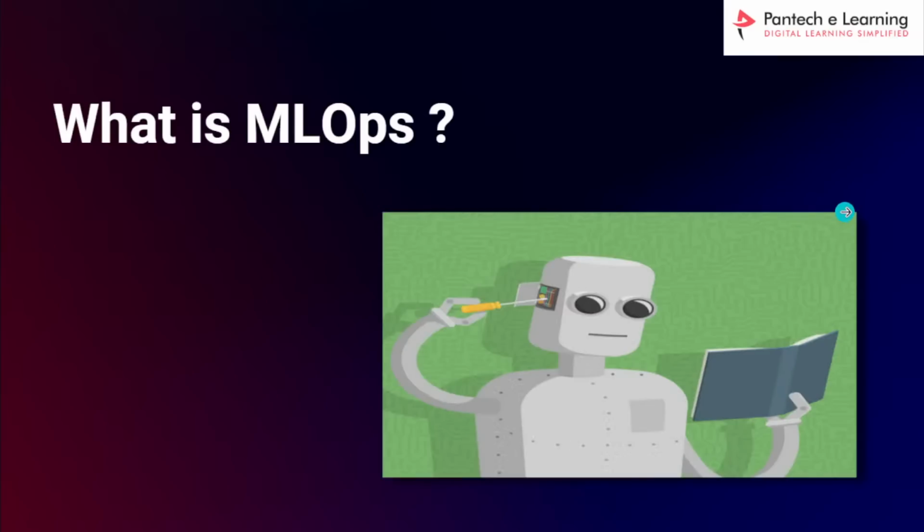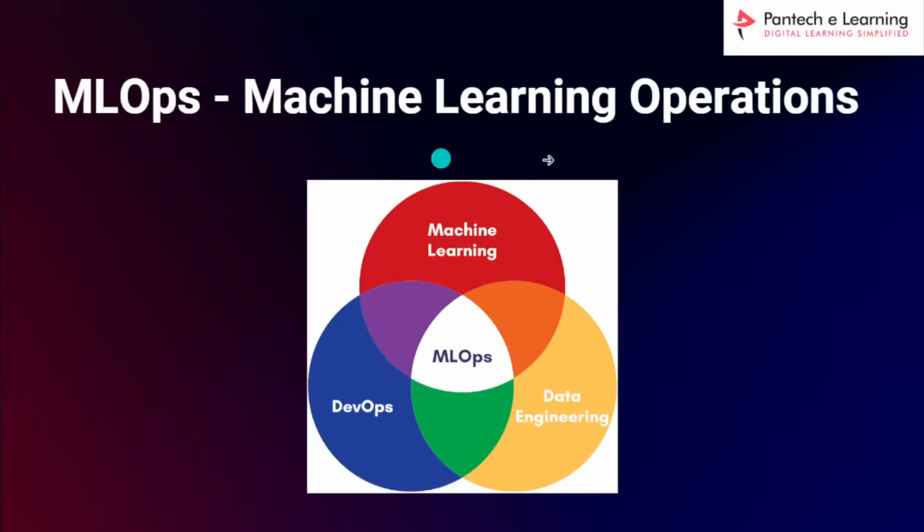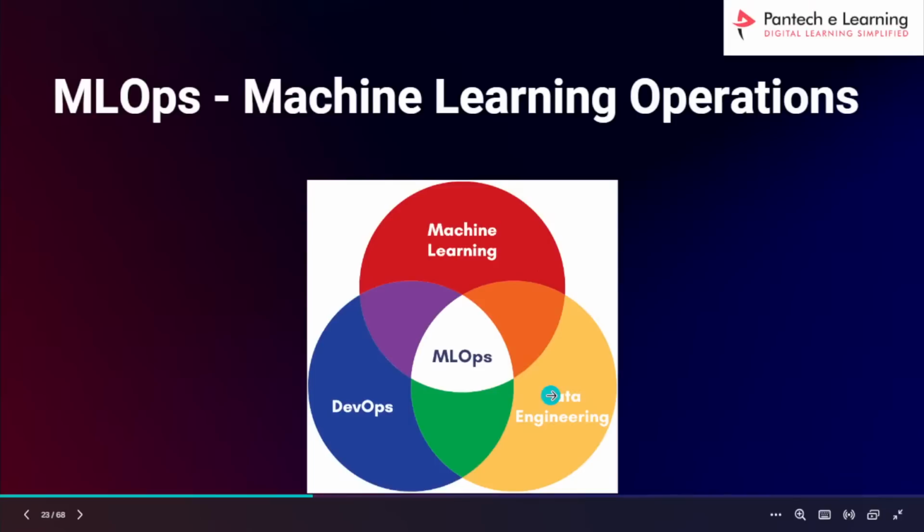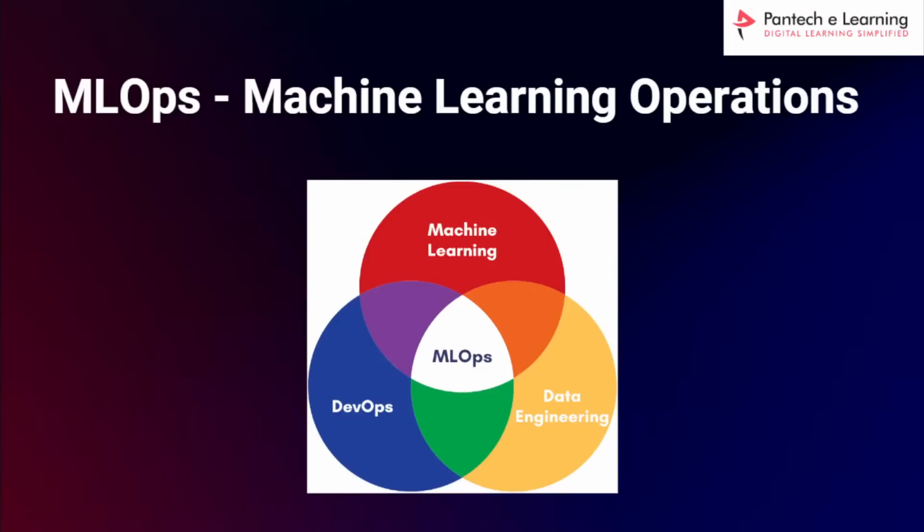So what is MLOps? It is called machine learning operations. In machine learning operations, you will have machine learning, you will have data engineering, and this new term, DevOps. So what is DevOps? Development operations. If you have any idea about the IT industry, for example, if it is software, they will create the software, but they cannot directly give it to the public or to the client.